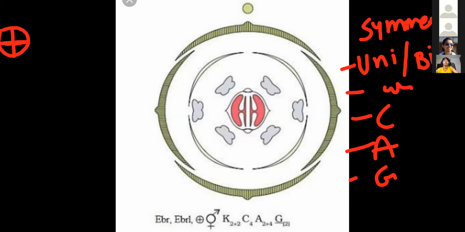Now tell me, is this flower unisexual or bisexual? Bisexual. Why? Because in this floral diagram, you can make out the androecium whorl as well as the gynoecium whorl, both are present. So we call it a bisexual flower. And now make a symbol for bisexual. Right? Then describe the four whorls.